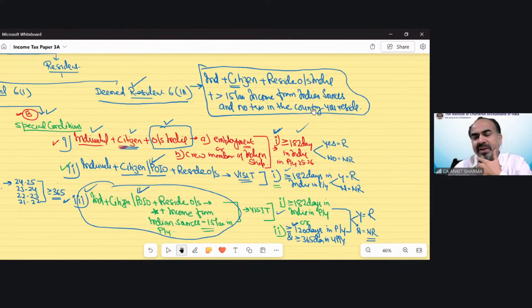Sridhar is saying, sir, for an Indian player, one special condition is satisfied because the player plays for the nation. What does that mean, Sridhar? I'm not able to understand your question.